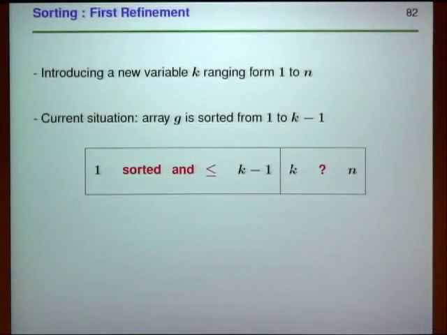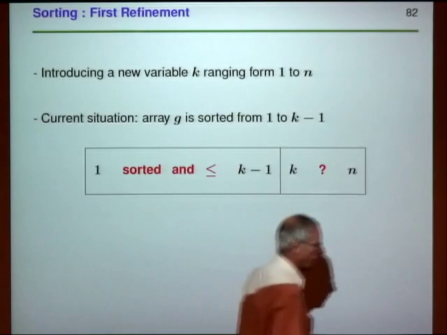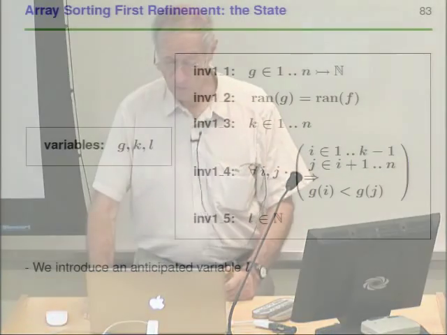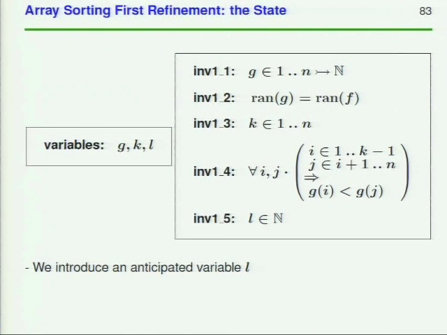Okay, so this was the initial model, and the first refinement is very simple. We introduce a variable k, and we suppose that the array is sorted from 1 to k-1, and all elements in the first part from 1 to k-1 are smaller than the remaining elements here in k..n. But these elements are not sorted yet. And as usual, we are going to make some progress. We are going to move k to k+1, so we are going to move the border one step further. And here are the invariants I've just said.